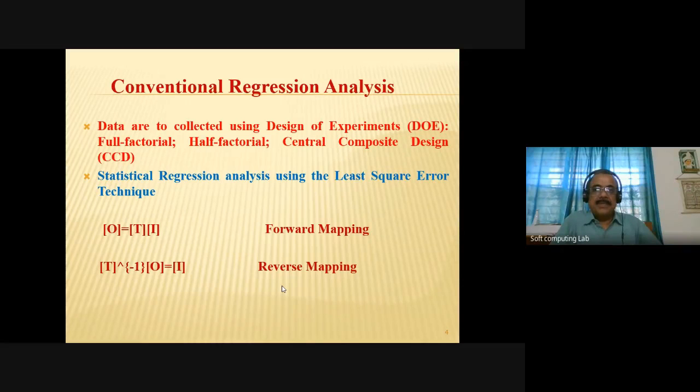But remember one thing, if you want to carry out this reverse mapping, then the transformation matrix has to be invertible. That means you should be able to find the inverse of this transformation matrix. In other words, the transformation matrix has to be non-singular. How to find the inverse of a matrix, all of you know. I am not going to discuss that. But remember, the transformation matrix has to be invertible if you want to carry out this reverse mapping. Now here lies the problem.